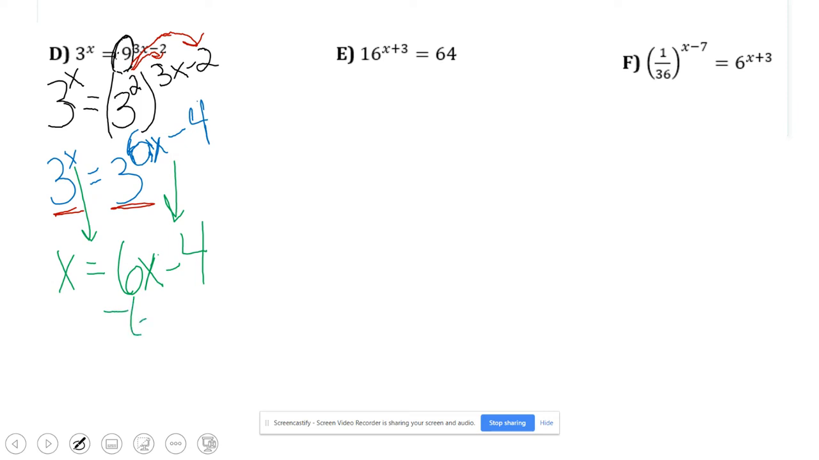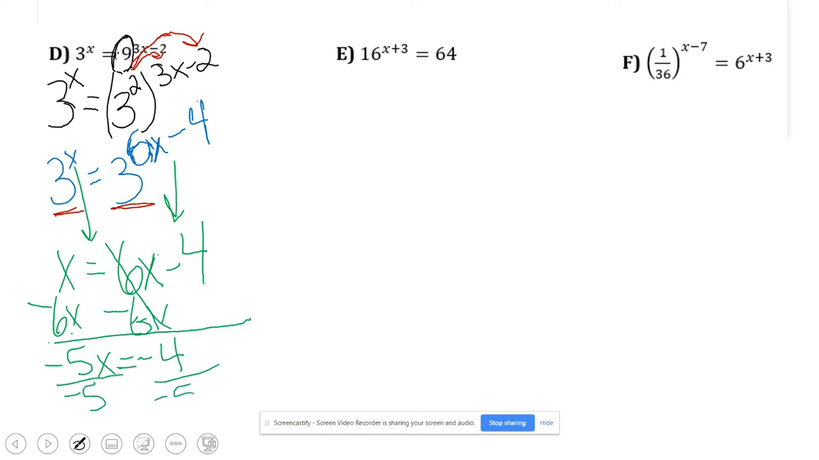I'm going to bring 6x over to its like term of x. So negative 5x is equal to negative 4. Divide both sides by negative 5, and we get x is 4/5.